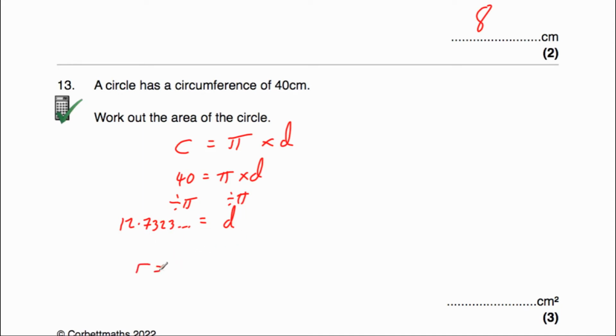So the radius would be, if we divide that by 2, so just press divide by 2 on the calculator, that gives me 6.366197724 centimeters. So that is the radius of the circle.